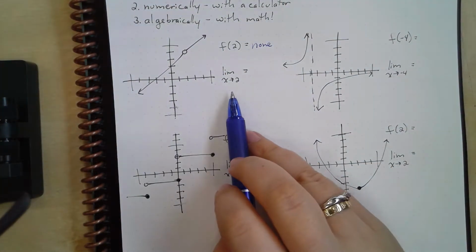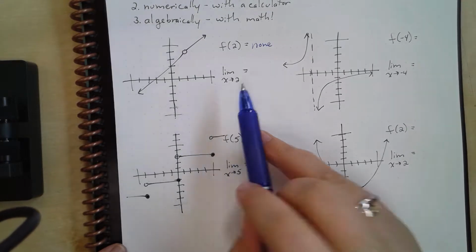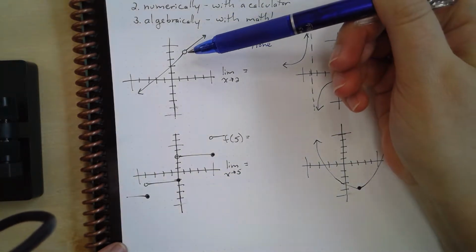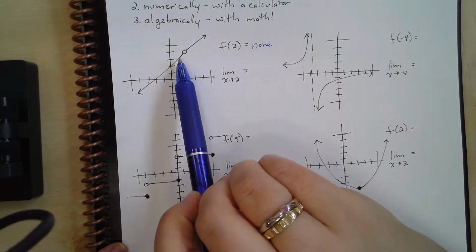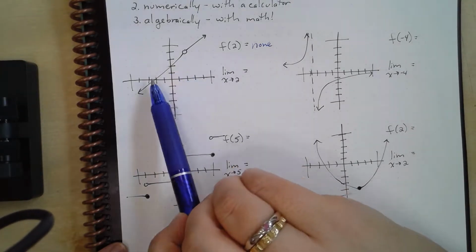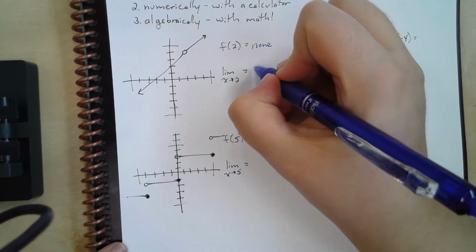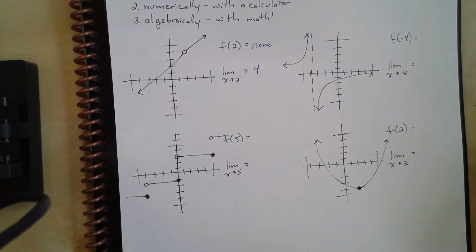But if we look at the limit as x approaches 2, well, if we come from the right and we look down, where is it approaching? And if we come from the left, where is it approaching? Because these are coming to the exact same place, they are both approaching 4. The limit as x approaches 2 is equal to 4.